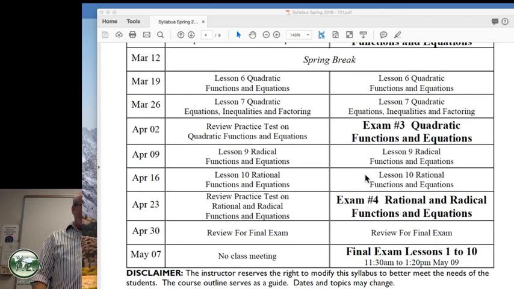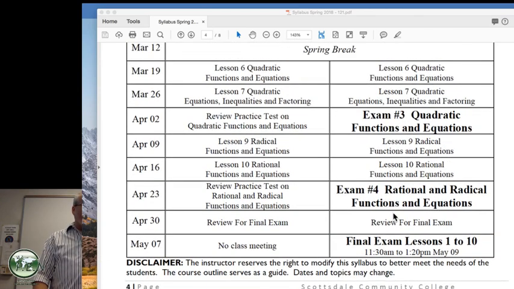The final exam is on Wednesday. They have us doing it earlier, at 11:30 a.m. So again, as we get closer to that, we'll make sure it works with your schedules. If there are issues, we'll work around it and make sure you're able to successfully complete the course. Okay, questions? All good? Okay.